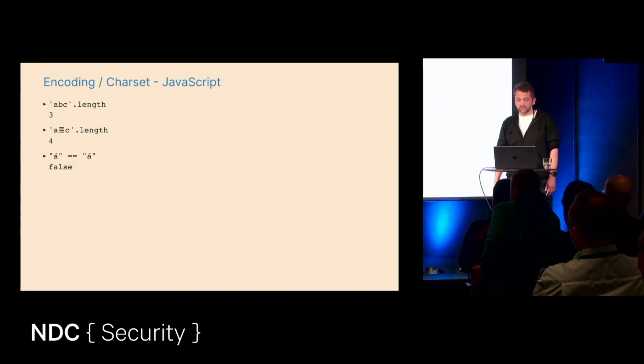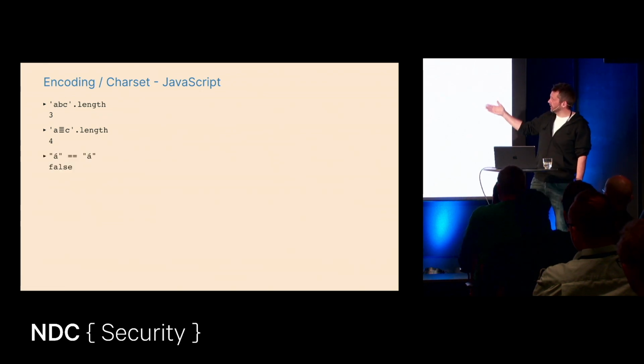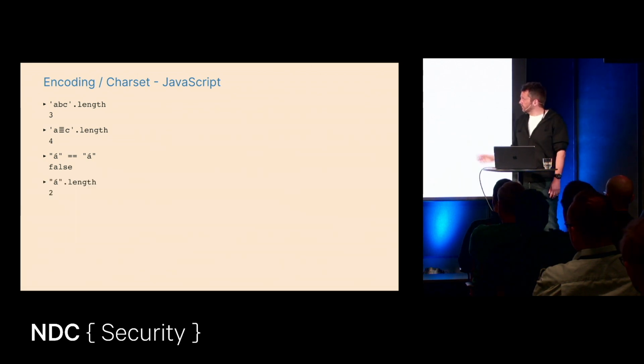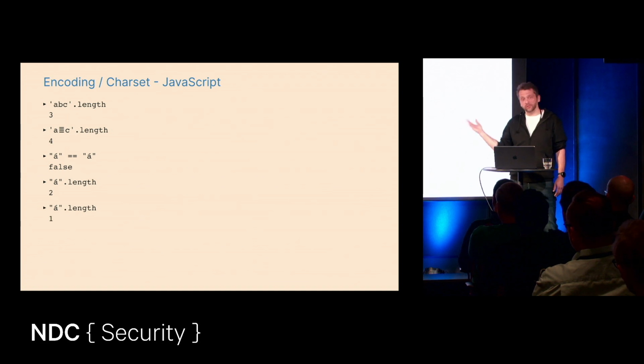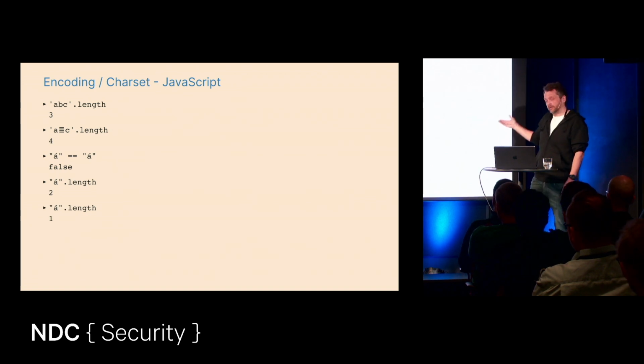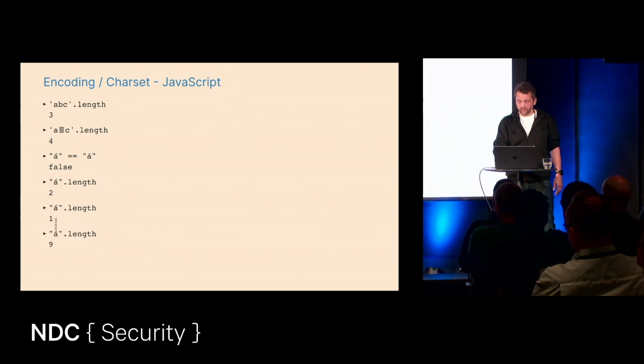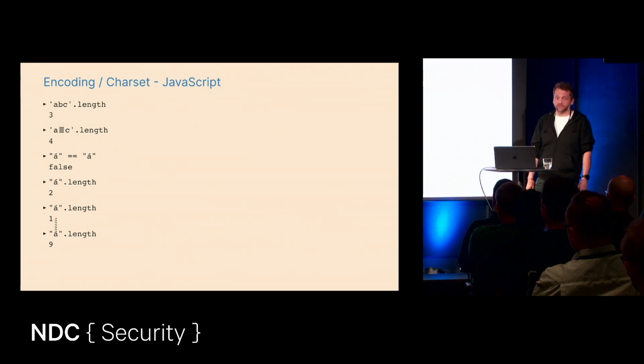We can also have weird stuff going on like this. We have an A with an accent equals an A with an accent, and JavaScript says no. Why is that? Well, because one of them is the letter A and an accent, so it's a combining character, and the other one is the actual letter A with an accent. So we can have an A with many accents.